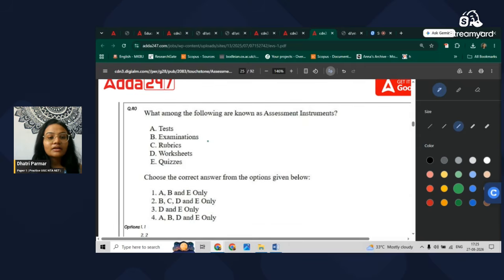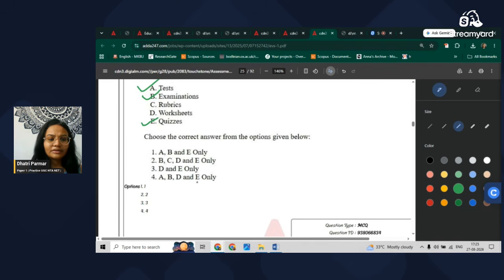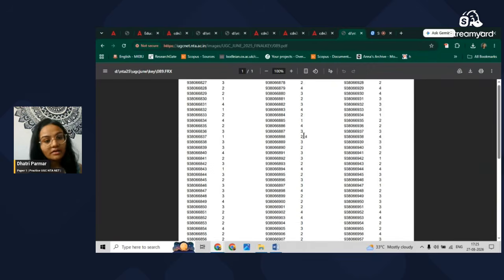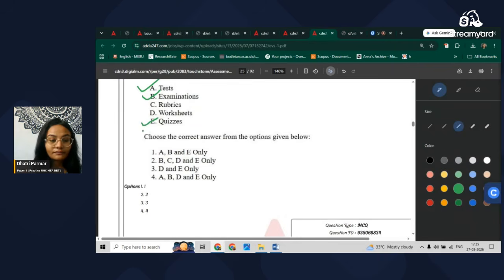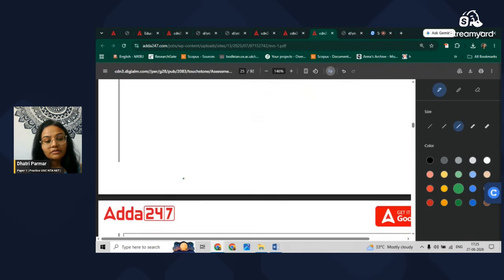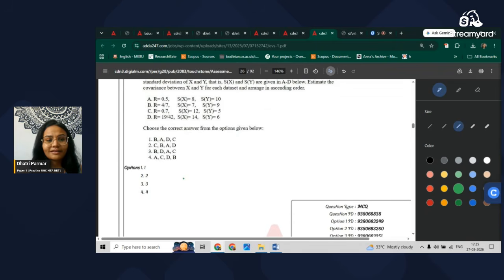Moving to the next, which among the following are known as assessment instruments? Test, yes, examination, and quiz. Worksheet also we are able to give them. So worksheet also can be part of assessment because in the worksheet they work, and based on that we can give them the idea. So rubric is for the teachers and not for the students. Teachers' assessment.